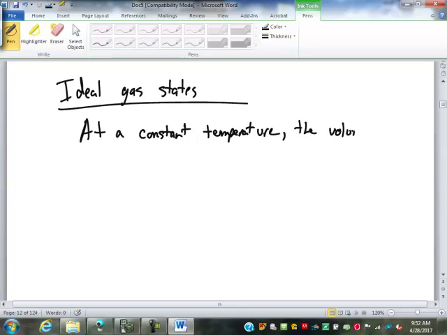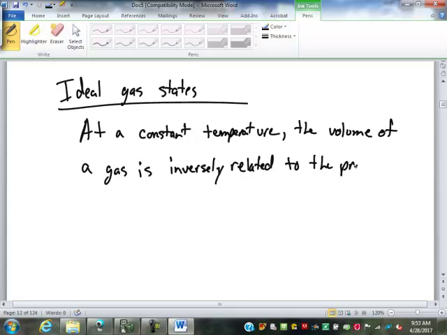The volume of a gas is inversely related to the pressure. Well, what that means is the volume is equal to a constant divided by the pressure.